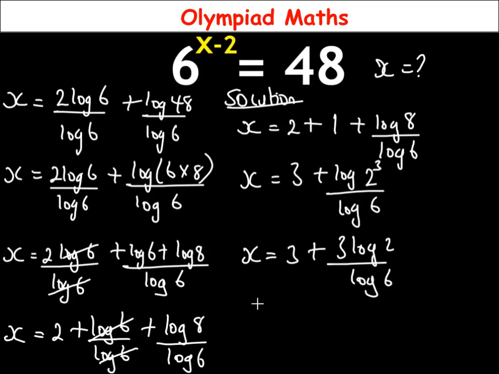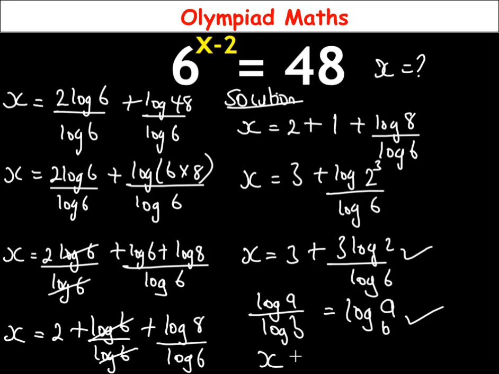Now at this junction, if you have logarithm of a over logarithm of b, this equals logarithm of a base b. So applying this, what you have is x is then equal to 3 plus 3 logarithm of 2 base 6. And with this, we've gotten the value of x. Let's then check if we input the value of x into this equation, we can get 48. Okay, let's check it out.